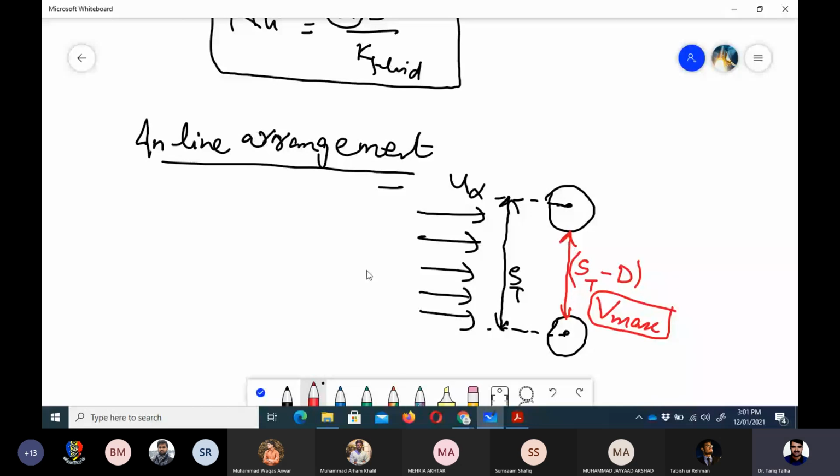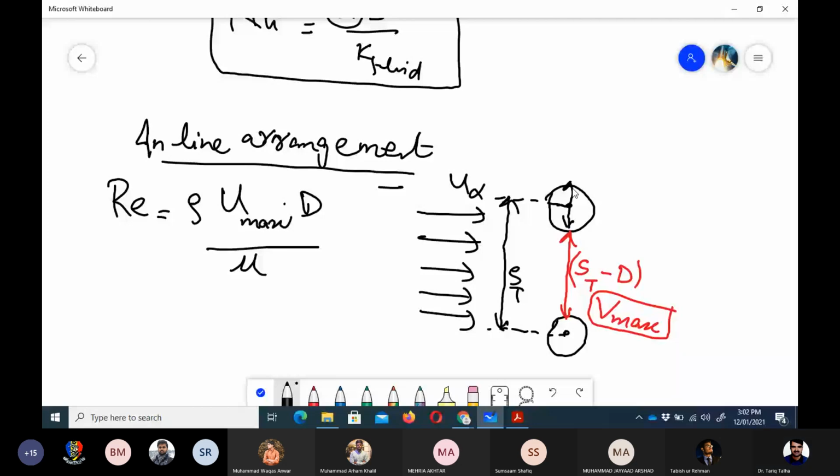So for flow over tube banks, we define Reynolds number as rho u max into diameter divided by mu. Right. So what is diameter? Diameter is this diameter of individual tube. Right. So how to calculate U max for inline arrangement?